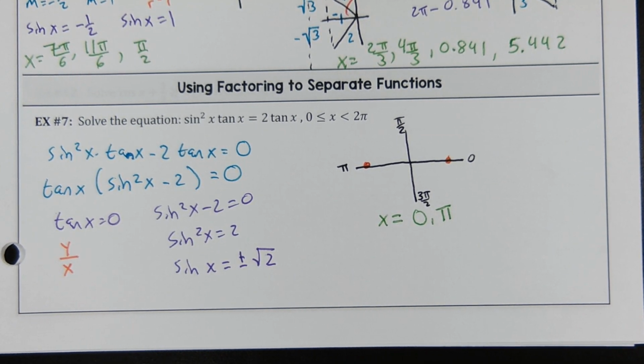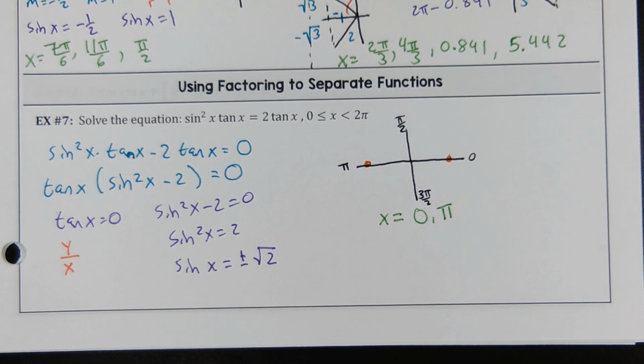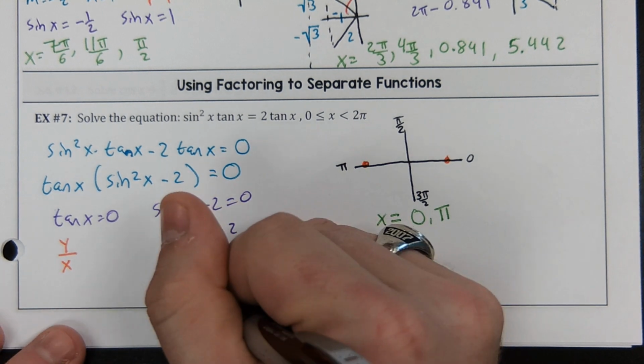It's greater than 1. So this is an impossible question, because sine of x's maximum value is 1. Its minimum value is negative 1. The square root of 2 is larger than 1. It's like 1.414 or something like that. I don't know, it's somewhere around 1.4. It's bigger than 1, which means this is not possible. This has no solutions.